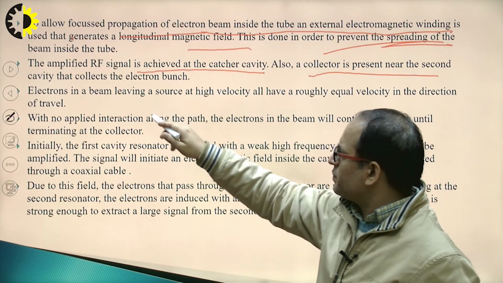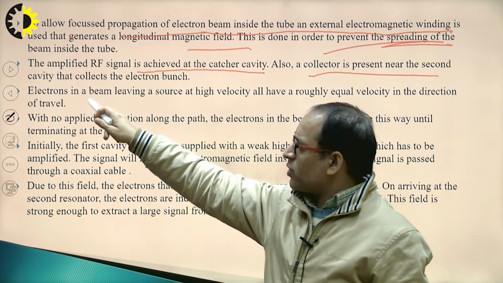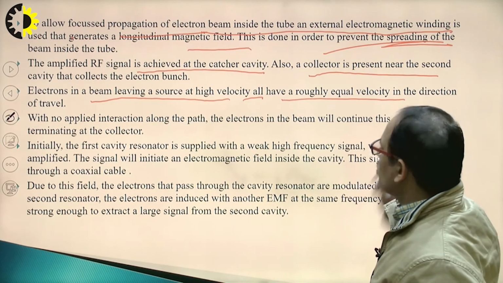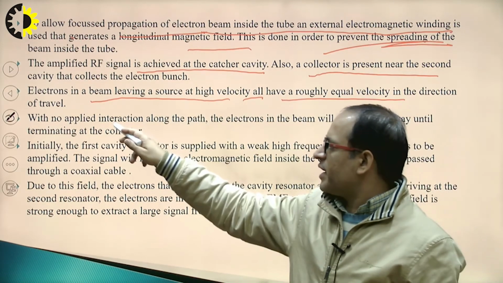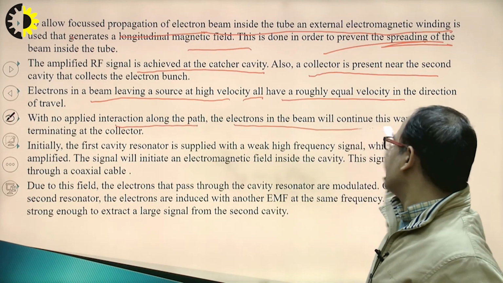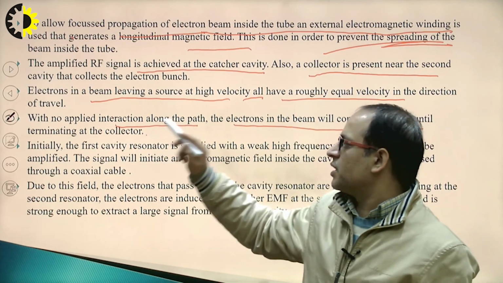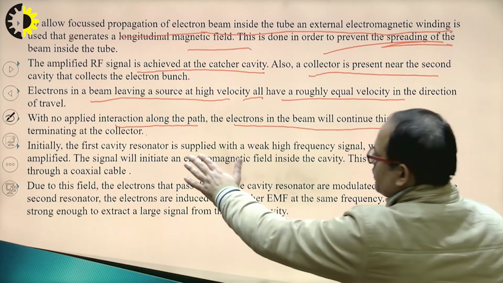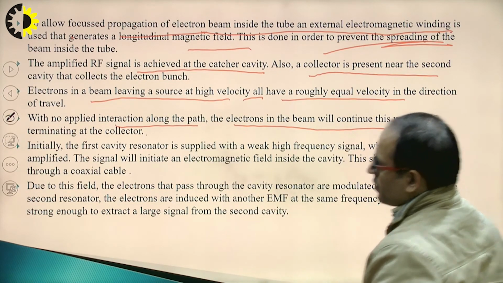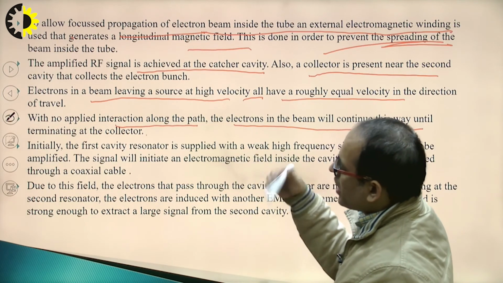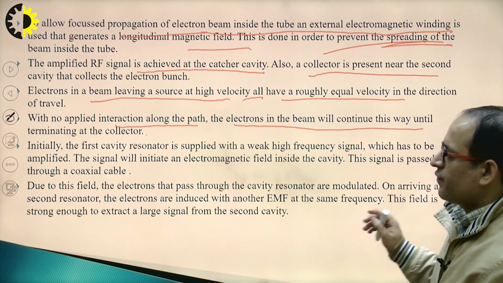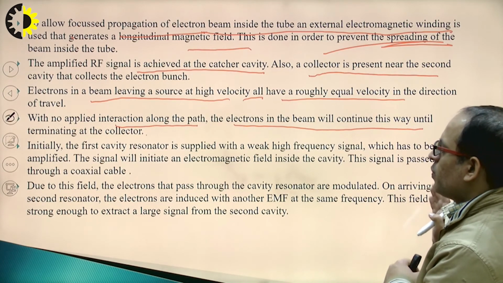Now see this one. Electrons in a beam leaving the source at high velocity all have roughly equal velocity, with no applied field along the path. The electron will continue with this until terminating. Now see, when it interacts with what? When it interacts with the RF field of the buncher cavity, clear? The electron speed gets varied.